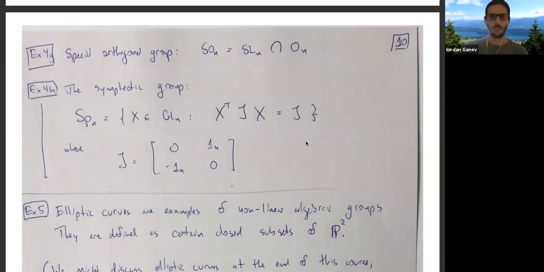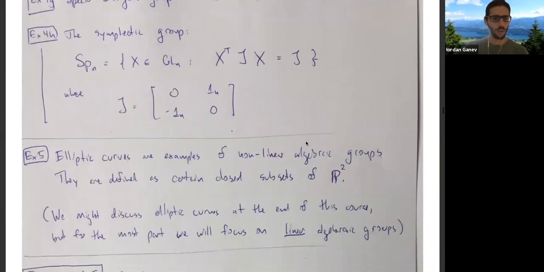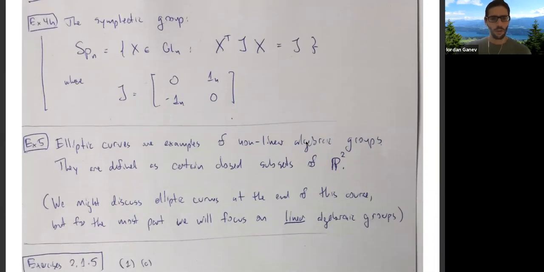Okay, I wanted to mention one more example. So all these examples so far have been linear algebraic groups. In other words, algebraic groups where the underlying variety is affine. I wanted to mention an example of nonlinear algebraic groups, and these are elliptic curves.